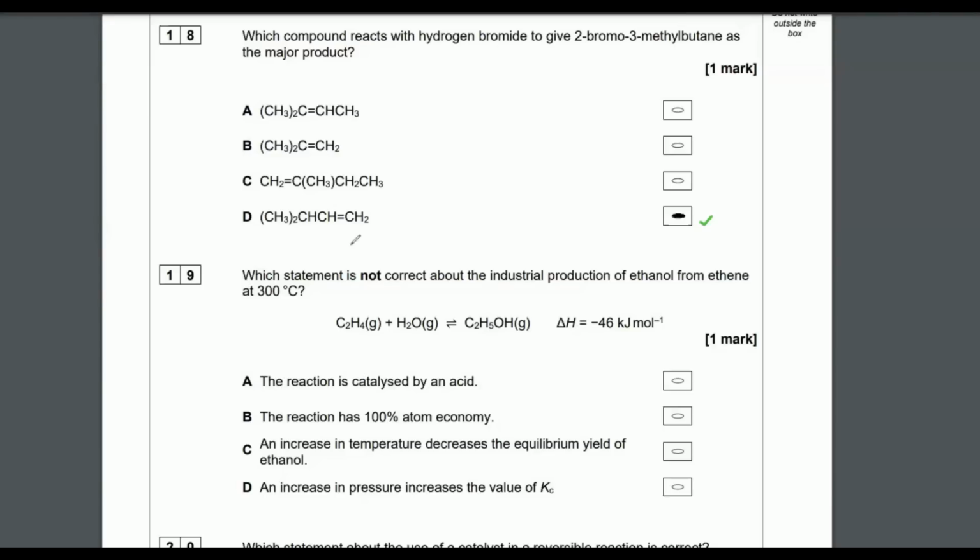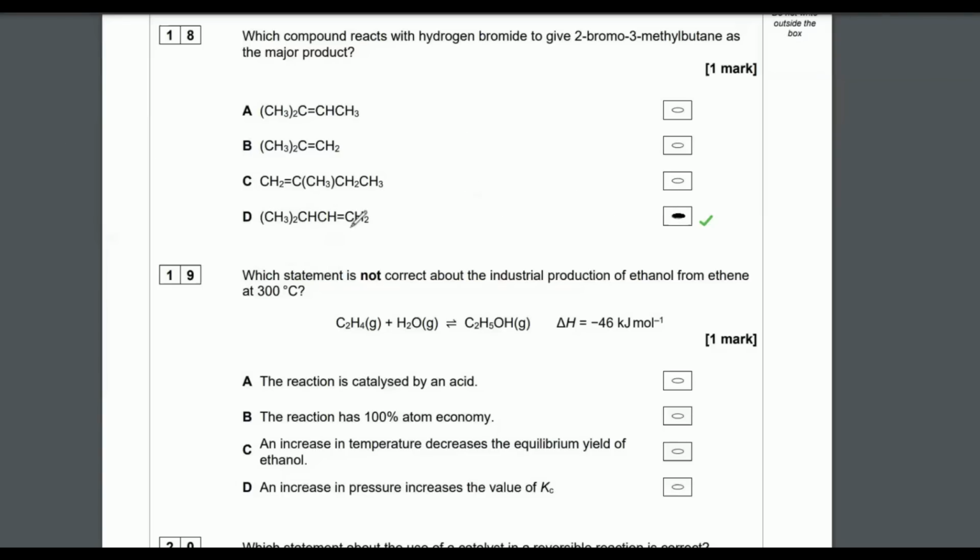Actually, save time, save time. Not going to draw it. I'm just going to come down to D. Right, look. If the bromine attaches here, you'll have an alkyl group here, and this will gain a hydrogen and become CH3 because the double bond will go. So it'll have two alkyl groups, stabilizing the carbocation, making that more likely to be the major product.